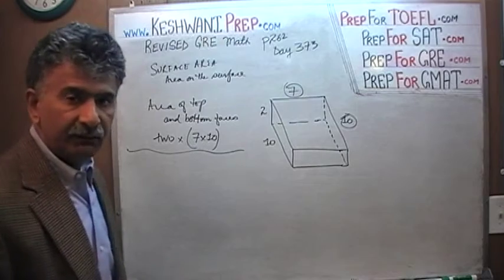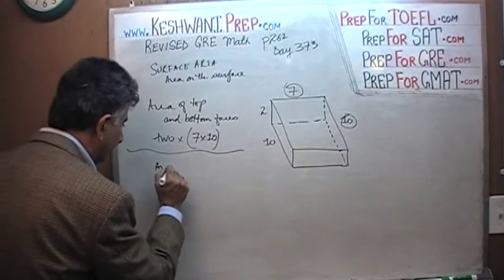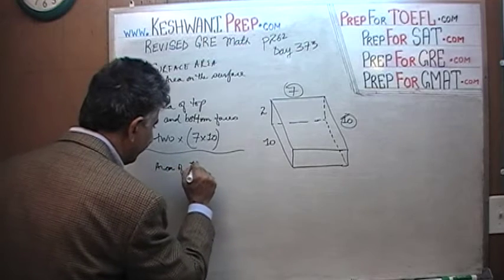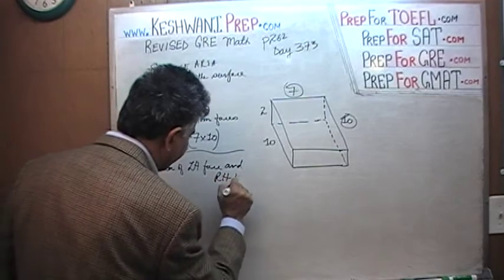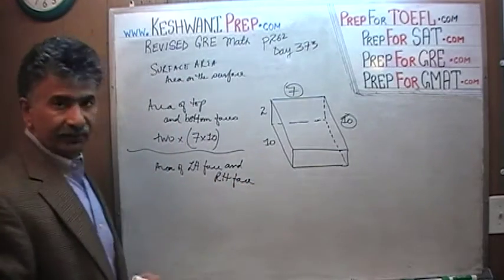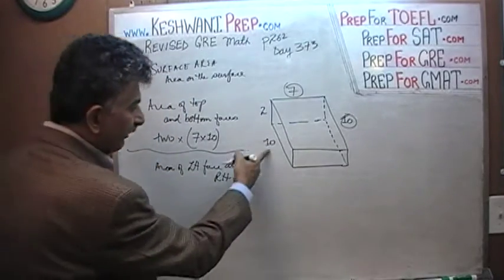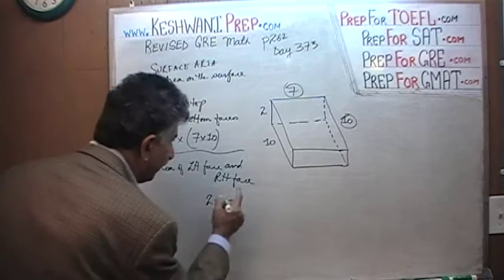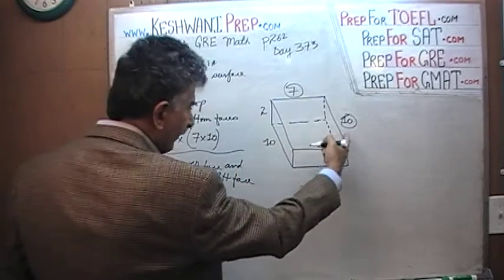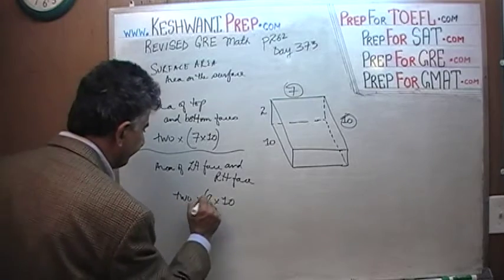Now let's find the area of the left hand face and the right hand face. They have the dimensions of 2 by 10. So the area of this face is 2 by 10, which is 20. And again there are 2 of them. There is a left one and there is a right one. So that takes care of that part.